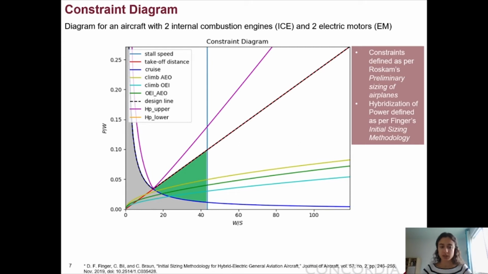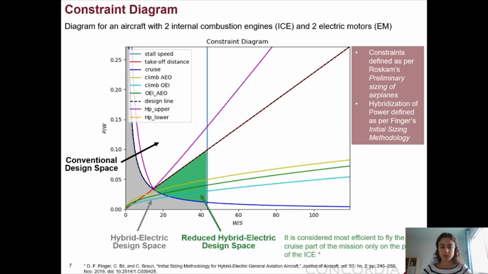Above the design line, the dashed line we can see here, the conventional design space can be seen. The hybrid electric space is indicated by the gray area. In his paper, Finger considers the case in which the aircraft is flying the cruise part of the mission only on the power of an internal combustion engine, as it is considered to be more efficient. This leaves us with the green area to choose a design point from.